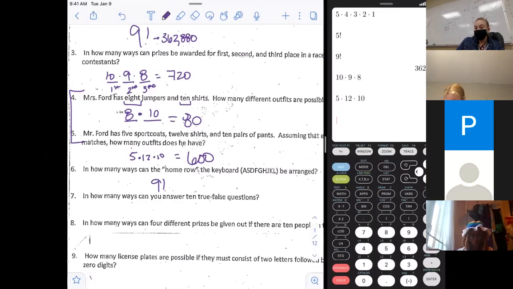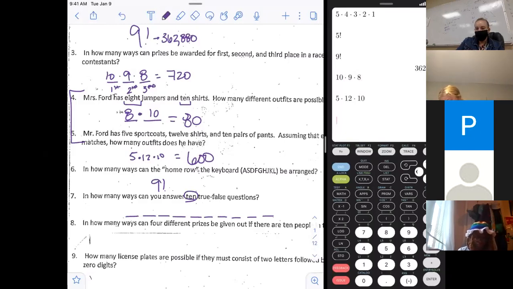Okay, next one is different because we're not arranging anything. We're answering true false questions. There are 10 true false questions, and we want to know how many ways we can answer them. 1, 2, 3, 4, 5, 6, 7, 8, 9, 10.